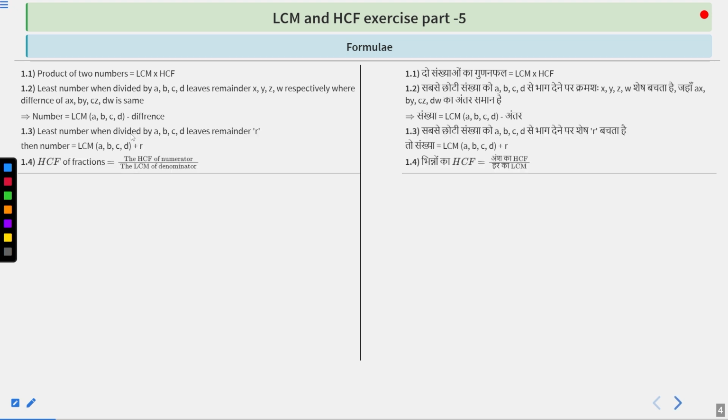Now the least number which, when divided by A, B, C, D, leaves remainder R in each case. In that case, the number is equal to the LCM of A, B, C, D plus R. And the HCF of fractions is equal to the HCF of numerators upon the LCM of denominators. So these are the formulas.